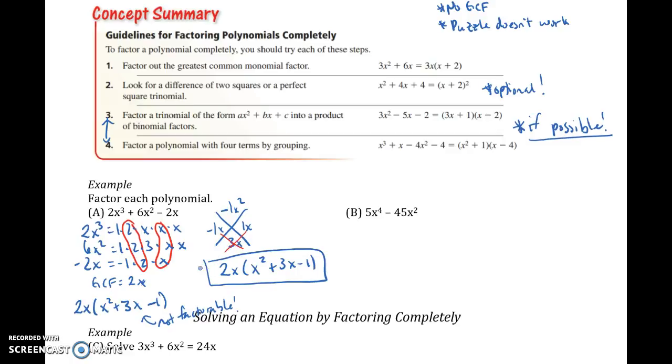Okay? Taking a look at B, let's start the same. Even though it's a binomial here, remember we have special pattern for binomials, and it's also possible just to take out a GCF and stop. So let's take a look for that GCF first.